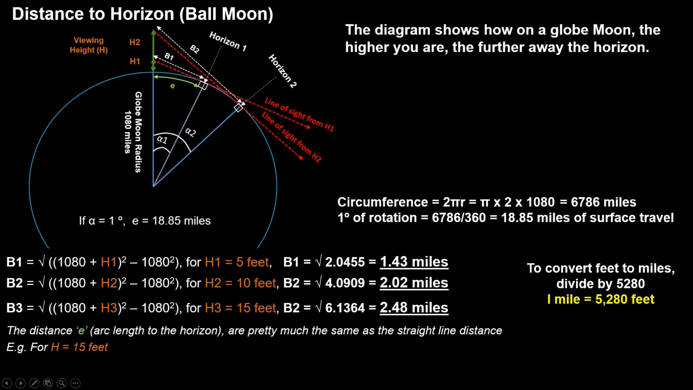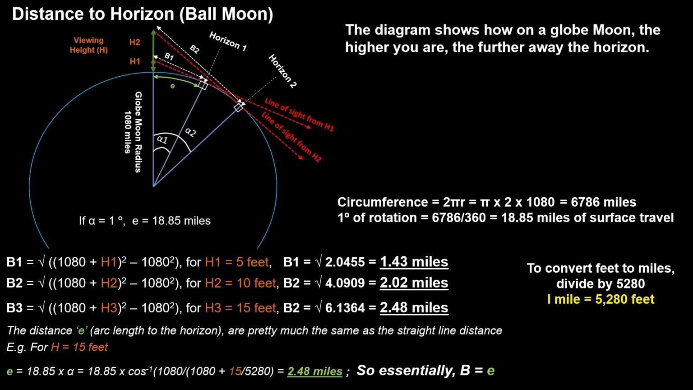Now the purists might say, well, the distance on the surface is this arc, it's not this straight line, but this is such a low angle and it follows this so closely that over the distances we're talking about, it's the same. And you can calculate this because you know this side here and you know this side here. So you can calculate using the cosine what alpha 1 is, and then you can multiply whatever degrees that is by 18.85 to give you the distance E. So let's just do that for the 15 feet just to show you. So here's the calculation, and it comes out to exactly the same, look, 2.48 miles.